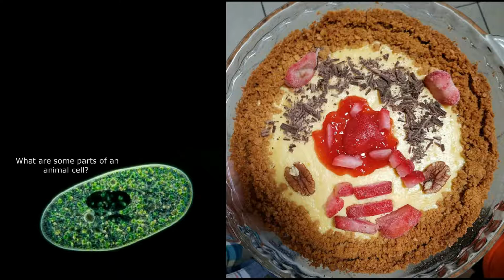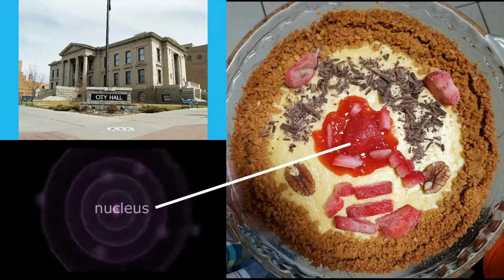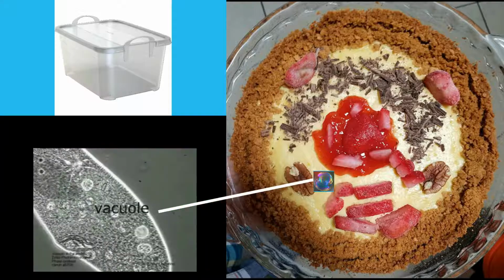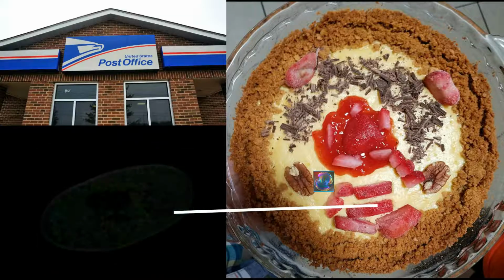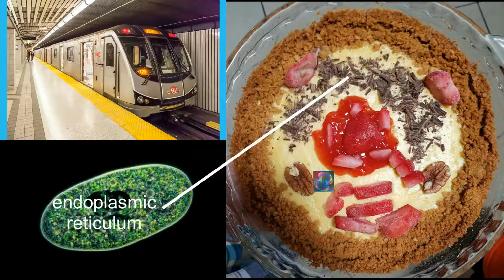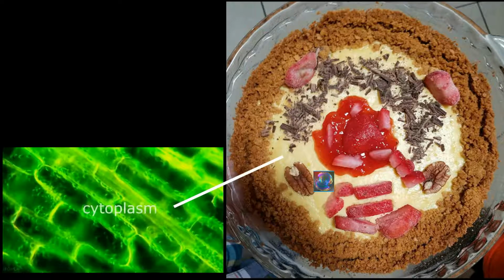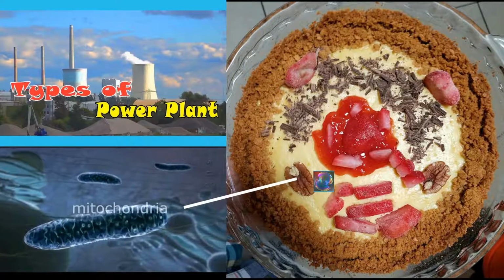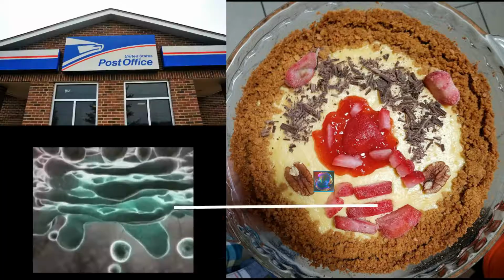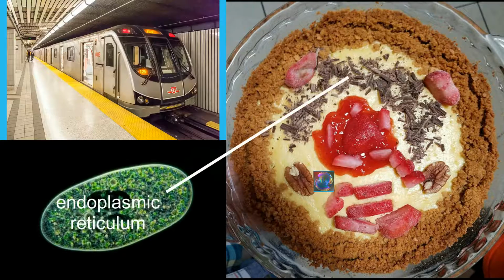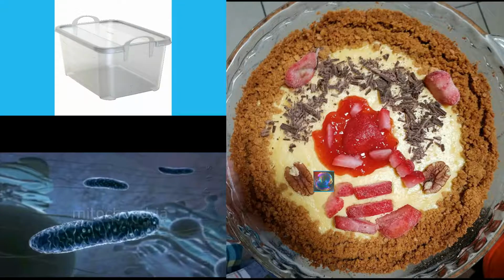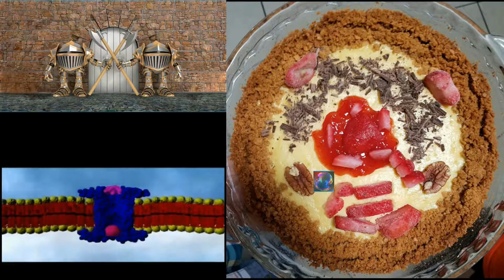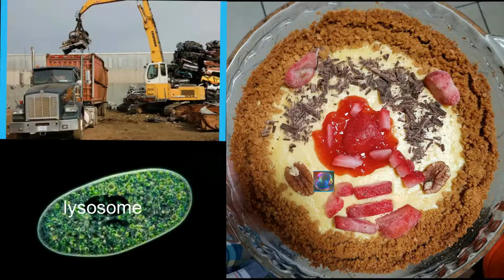What are some parts of an animal cell? Some parts of an animal cell are nucleus, cytoplasm, vacuole, mitochondria, cell membrane, Golgi bodies, lysosome, endoplasmic reticulum. These are some parts of an animal cell.